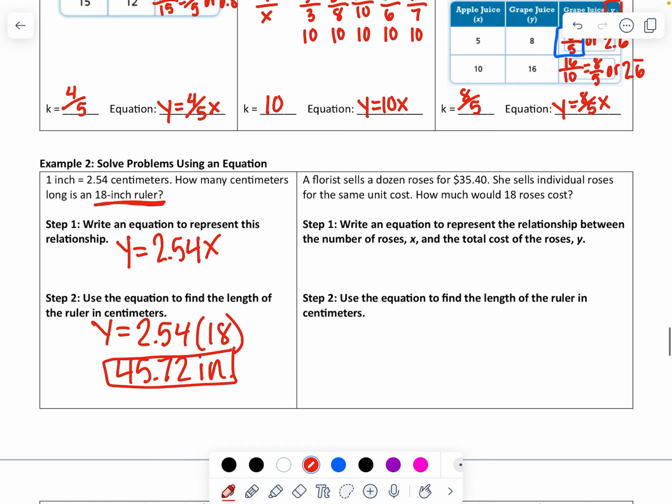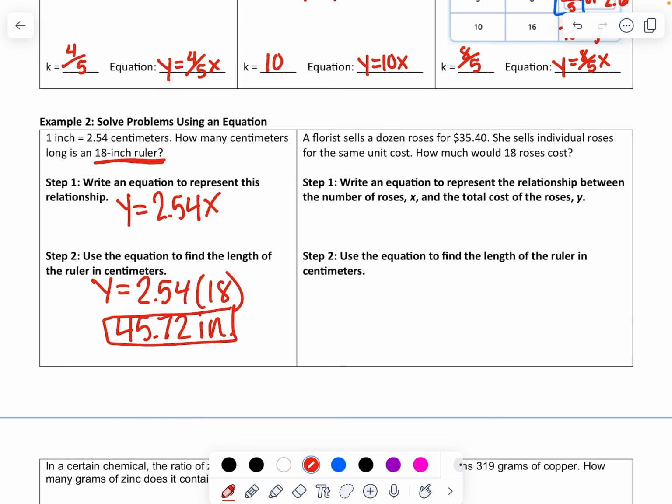Once you have your equation, you can solve it for anything. If we wanted to know how long a 2-inch ruler is, we would do 2 times 2.54. If we want to know how long 10 inches is, we would do 10 times 2.54. So once you have your equation, you can plug any numbers in that you need to.